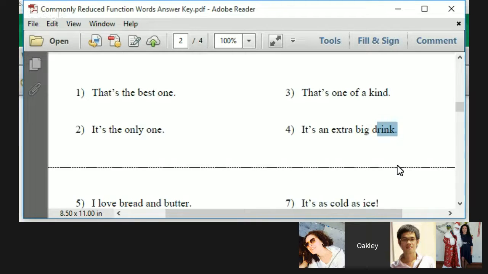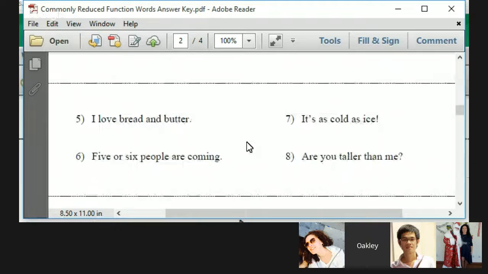And then we slow down for the content words. It's an extra big drink. That's the whole secret to timing, recognizing when to speed up and slow down. Okay. Well, there you go, B.